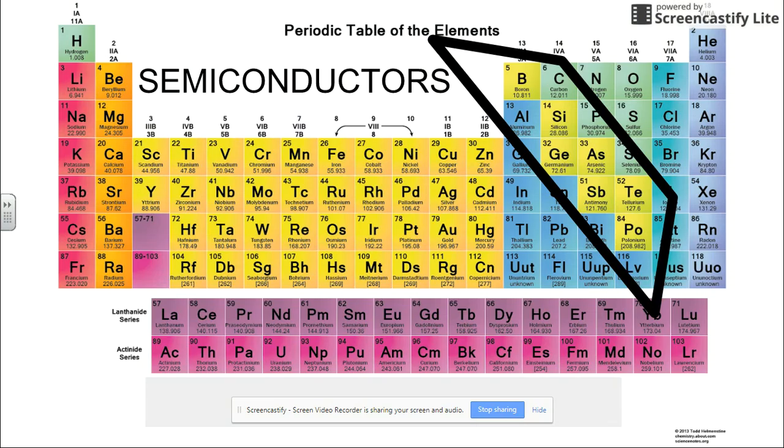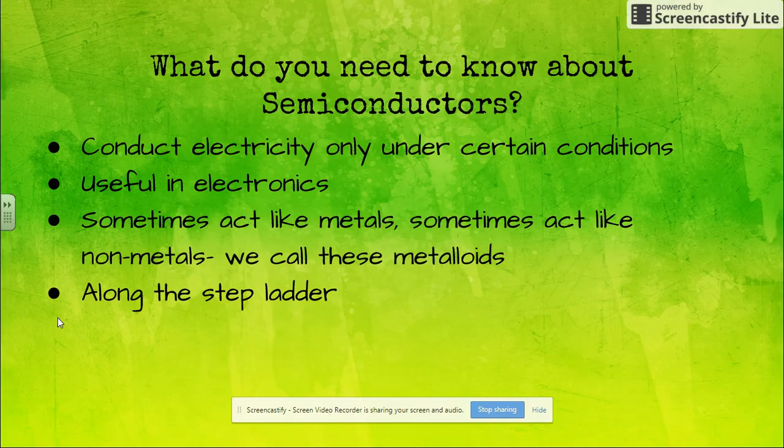All right, next one we're talking about are our semiconductors. So again, be careful, color in just the right elements here. So take your time coloring this guy because he's kind of crazy. And when you're ready, after you've colored, go to the next piece of notes in your notebook.